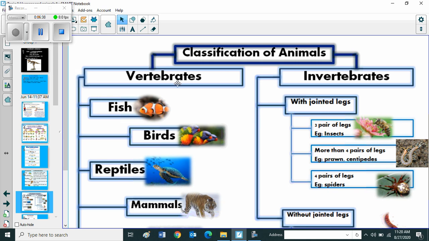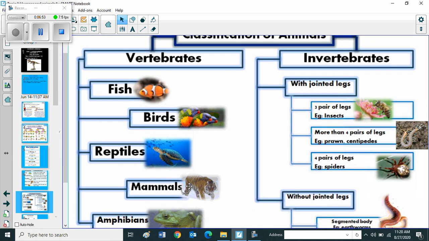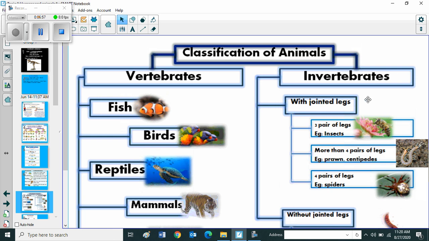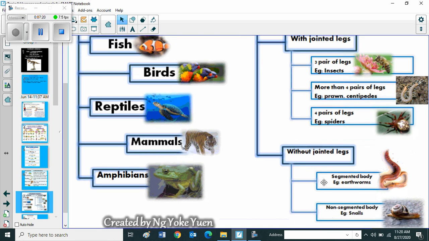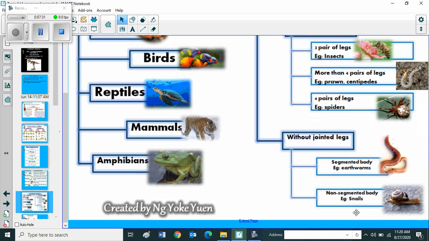Then classification of animals as vertebrates and invertebrates. Vertebrates: fish, birds, reptiles, mammals, and amphibians. So these are the five types of classification of animals. Then invertebrates. Invertebrates with jointed legs: three pairs of legs, example, insects. Then more than four pairs of legs, example, prawn, centipedes. Then four pairs of legs, example, spiders. Then without jointed legs, you can see segmented body and non-segmented body. In segmented body, example, earthworms, and non-segmented body, example, snails.